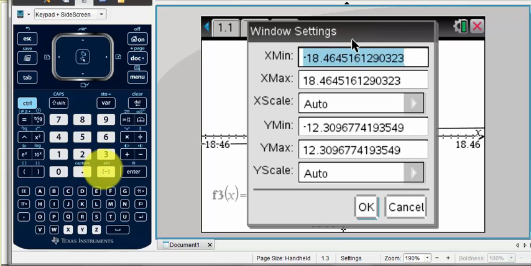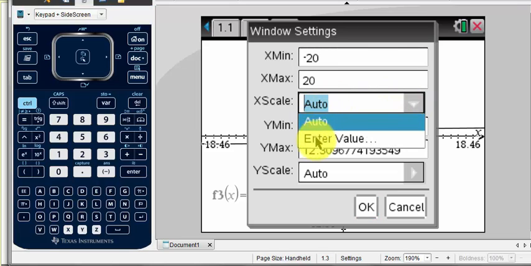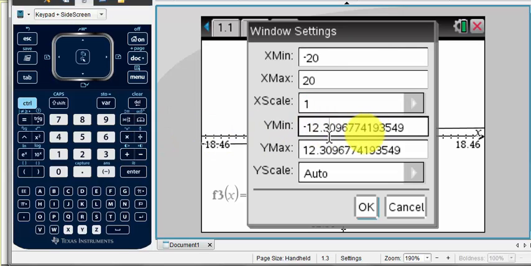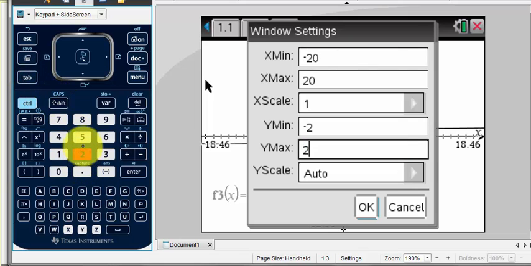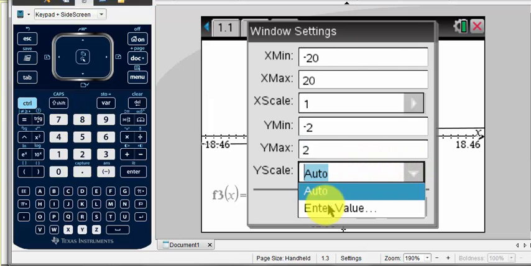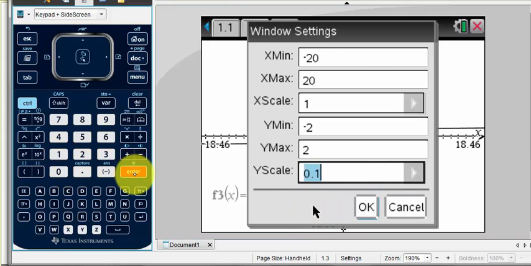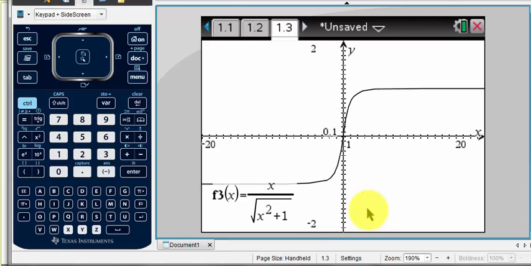Let's resize our window to something that makes sense for this graph. For my x's, I want to go negative 20 to 20. And we'll set our x scale to be 1. Our y minimum, let's make our y minimum be negative 2, and our y max be positive 2, and we'll have our y scale be, let's go 0.1. There we go. That's looking better.